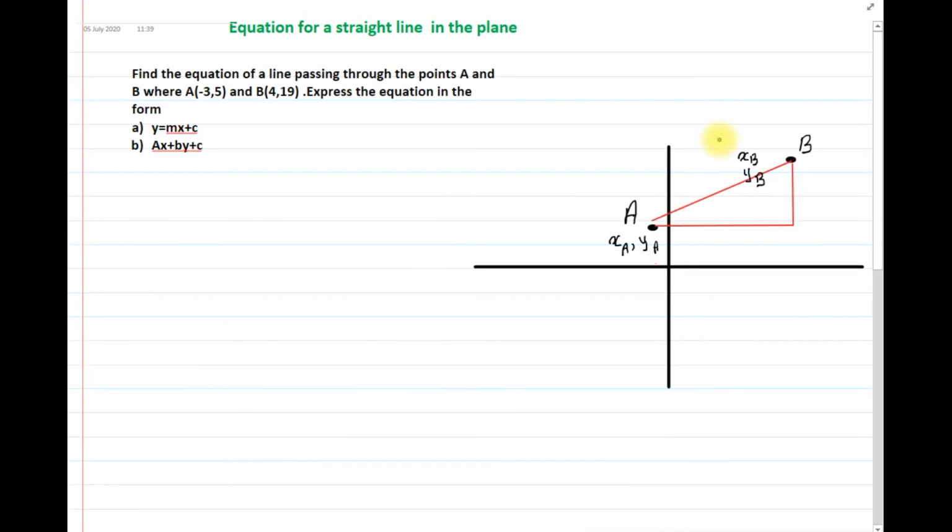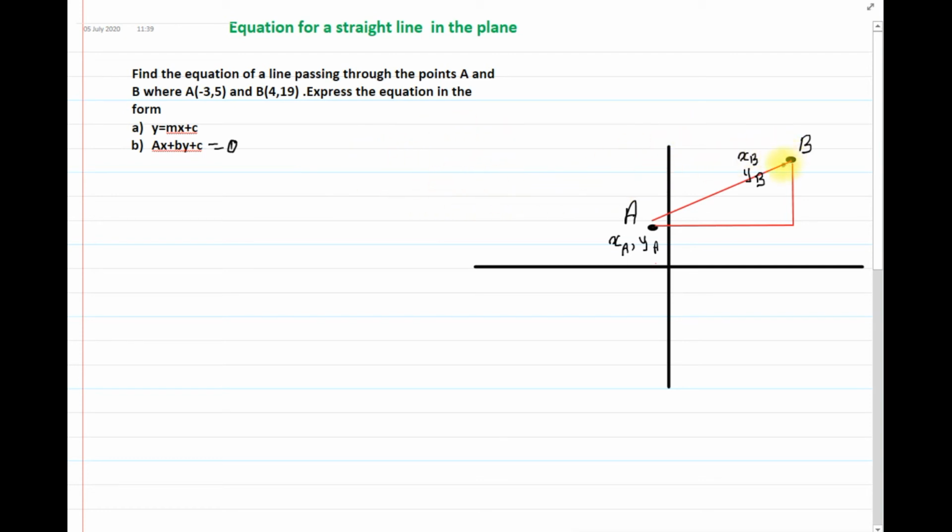In this section, we are given a more difficult problem. It says find the equation of a line passing through the points A and B, and we are given the coordinates of A and B, and we are asked to write the equation both in the form of y equals mx plus c or in the form ax plus by plus c is equal to 0. Okay. Now, the first thing we need to do is to find the gradient of this line.